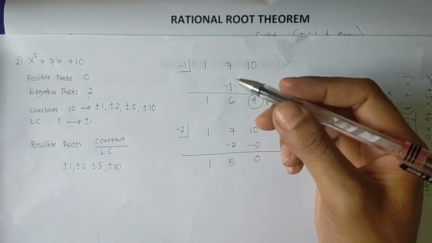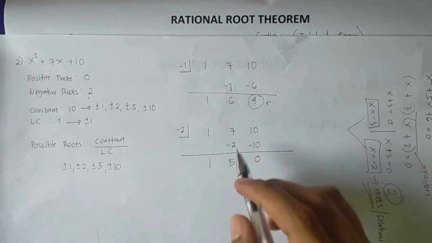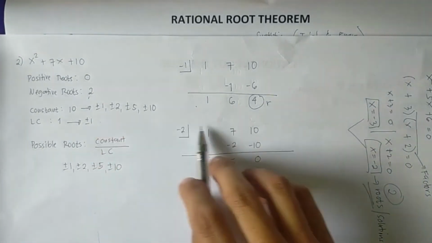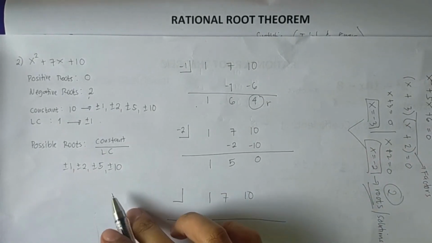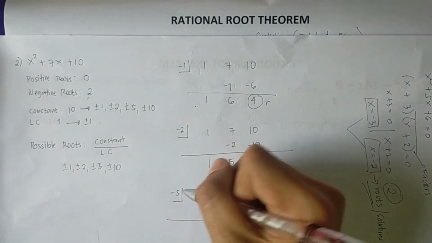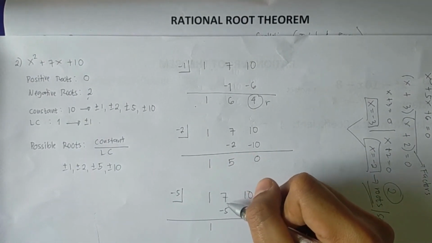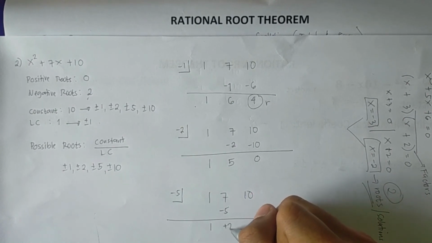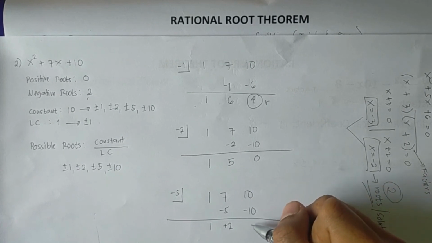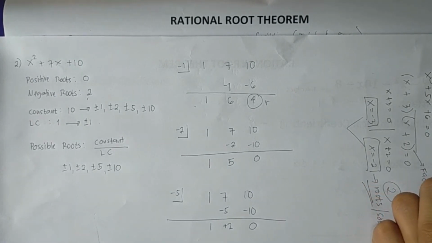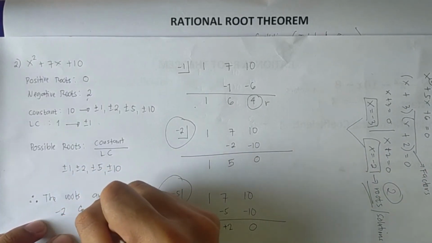So how do we do that? We can also use this one, 1, 7, 10. Then try another number, which is negative 5. So 1 times negative 5 is negative 5. 7 plus negative 5 is positive 2. 2 times negative 5 is negative 10. 10 minus 10 is 0. The roots are negative 2 and negative 5.